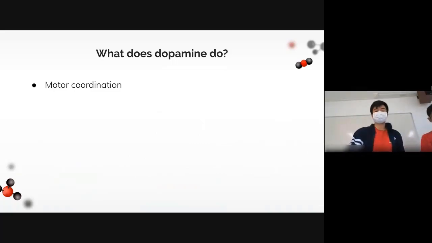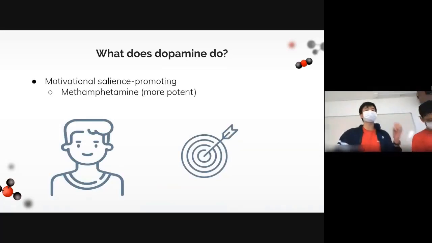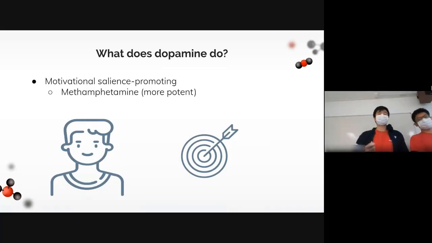And this is why dopamine helps in improving athletic performance. Now, something else that dopamine and amphetamine do is promote motivational salience. So what does that mean? In short, it gives you a reward system. This is why methamphetamine, a more potent version of amphetamine, is a very common drug. It's known as meth. And it's very easy to get hooked on this drug because it promotes ecstasy in you when you take it. And actually, motivational salience is what gets you up in the morning, that motivates you to do things.